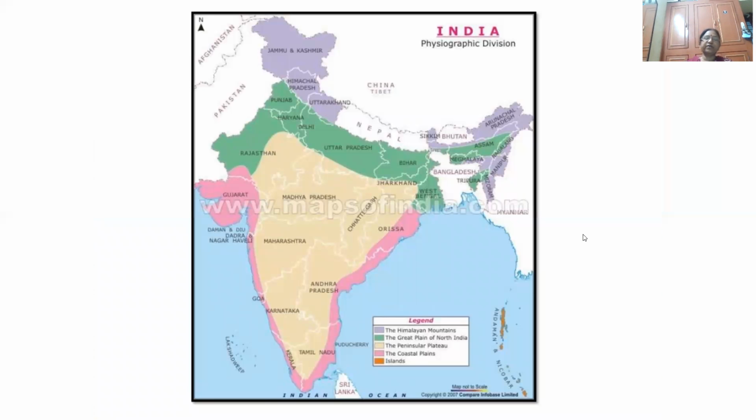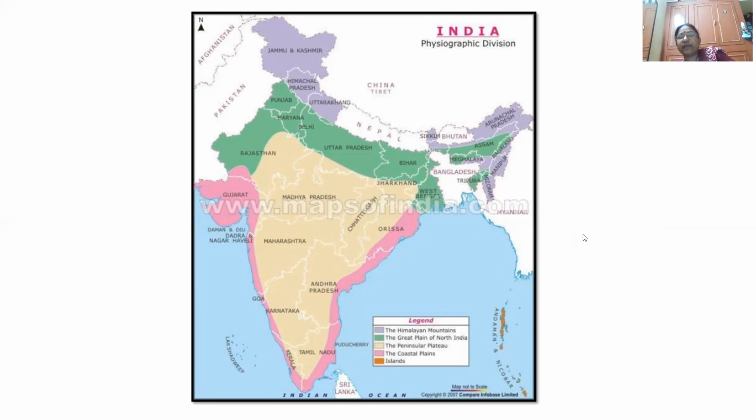On the map of India, you can see that the eastern coastal plain is slightly broader when compared to the western coastal plain. The eastern coastal plain lies between the Eastern Ghats and the coast of India. The western coastal plain lies between the Western Ghats and the west coast of India. The eastern coastal plain is washed by the Bay of Bengal, and the western coastal plain is washed by the Arabian Sea.